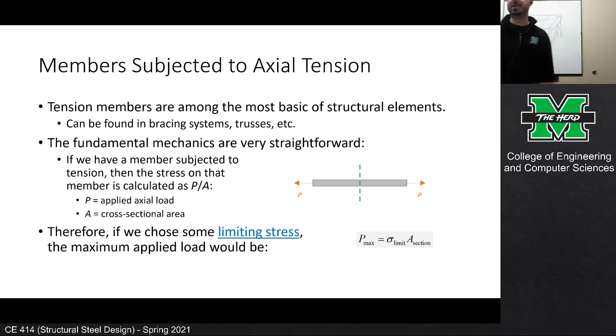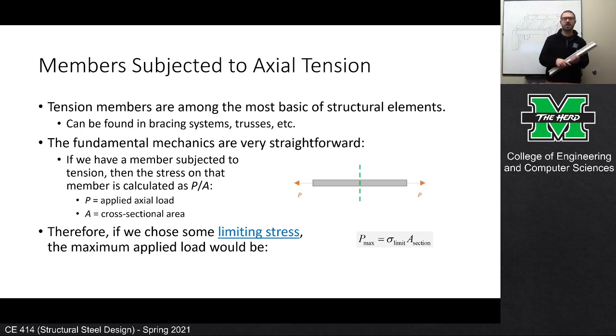So if we're trying to look at this from a design perspective, if we chose some limiting stress, so we said, okay, we don't want the stress to exceed Fy, for instance, the yield stress. So we take the yield stress times the area, and then that tells us the maximum load that the section can withstand. If you understand that, that's the theory in a nutshell. There are some detail related parameters that we're going to have to discuss because it's not as simple as that from a nuts and bolts standpoint, no pun intended. But the theory and the mechanics, that's about as simple as it gets.